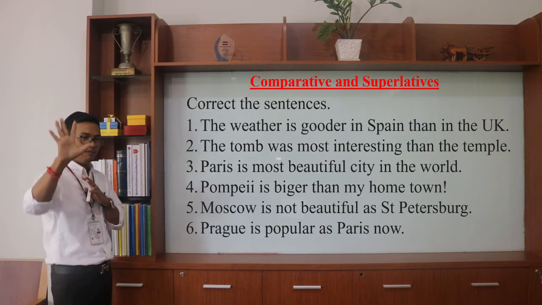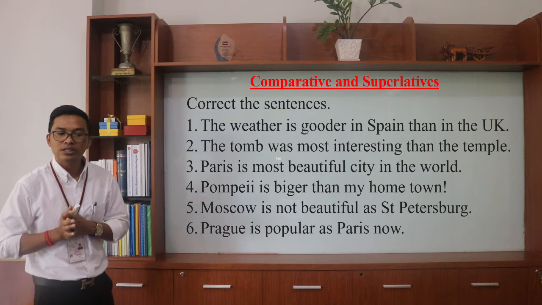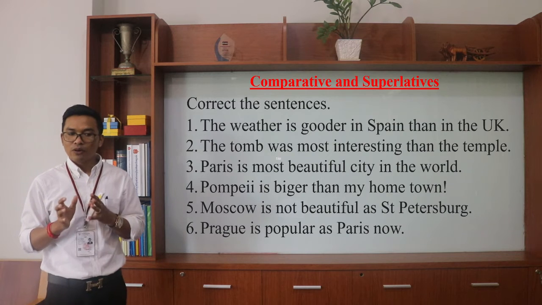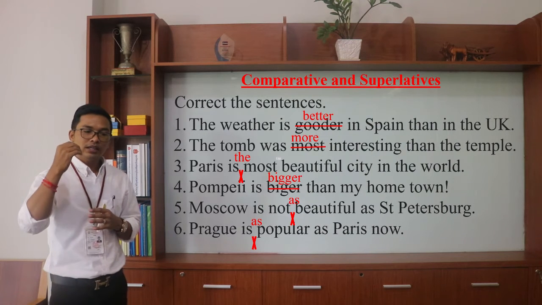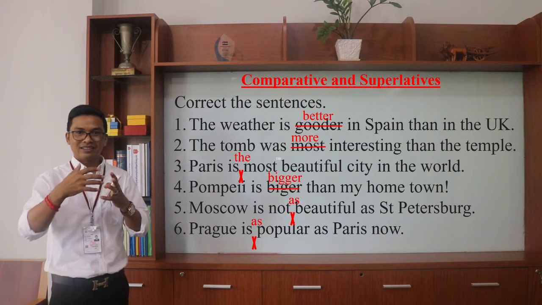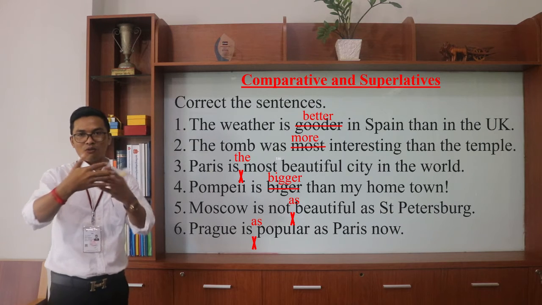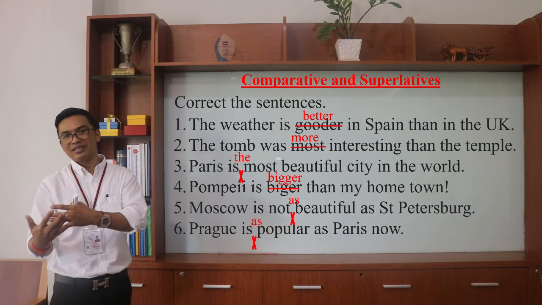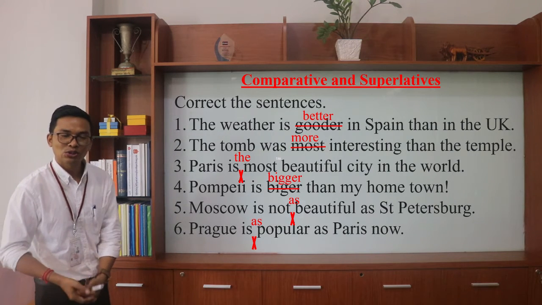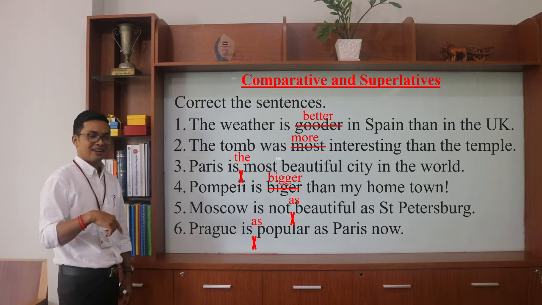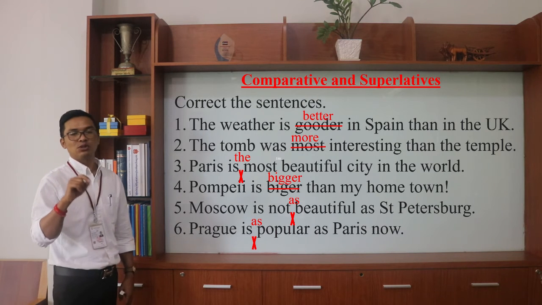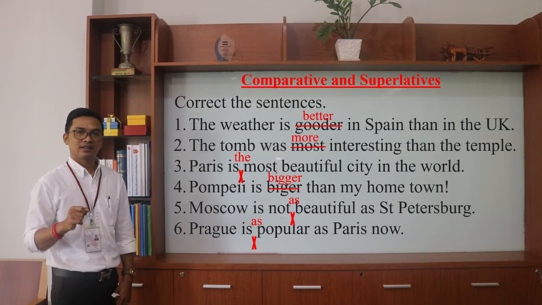Right, and then number 5, Moscow is not blah blah beautiful as blah blah. And then you see as and as, and you see a comparative between one that is not good and one that is better. So you have to use as, right? Is not as beautiful as, the correct answer.